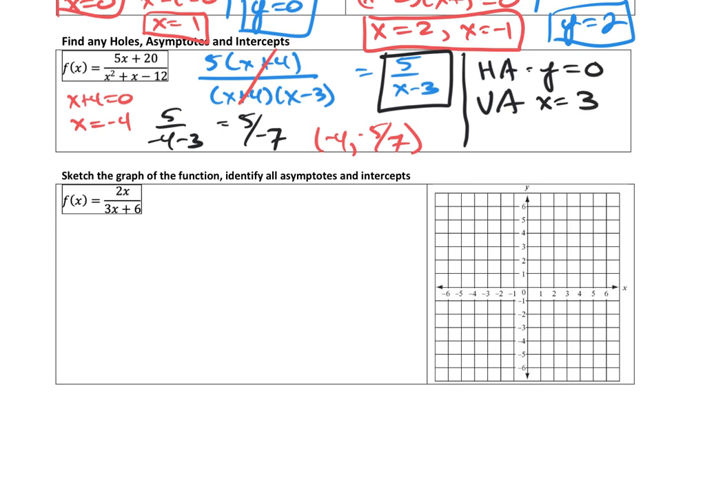For our intercepts, I noticed that I don't have an x in my numerator, so I can't identify any x-intercepts. And that kind of makes sense because we have this y is equal to 0 horizontal asymptote. We're not going to cross the x-axis at all. For our y-intercept, though, I can plug in a 0 for my x value. And so our y-intercept is going to be 5 over 0 minus 3, which is going to be negative 5 over 3.